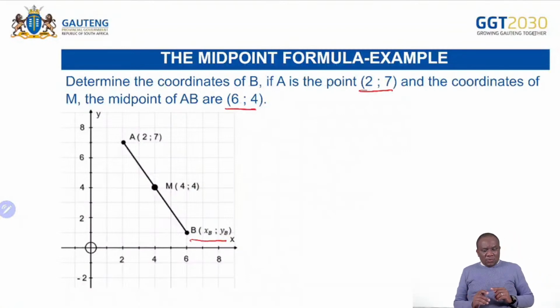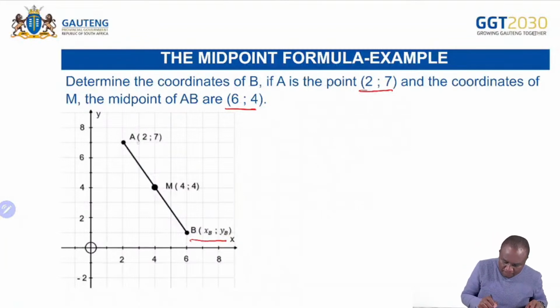Check here. We are given the coordinates of the midpoint. Now we need to find the coordinates of B. What do we do? Does the formula change? No, the formula does not change. We are still finding the average of the x coordinates to give us the x coordinate of the midpoint. Then the average of the y coordinates to give us the y coordinate of the midpoint.